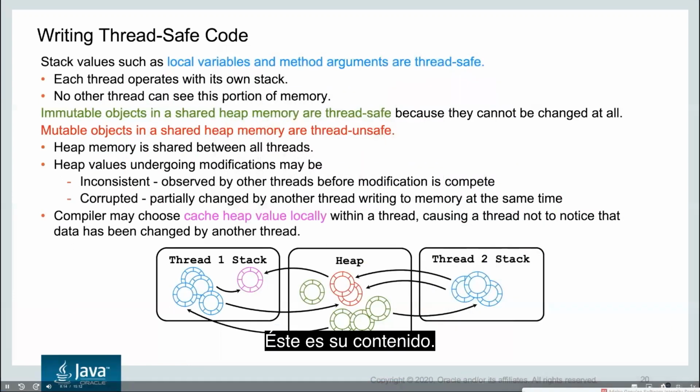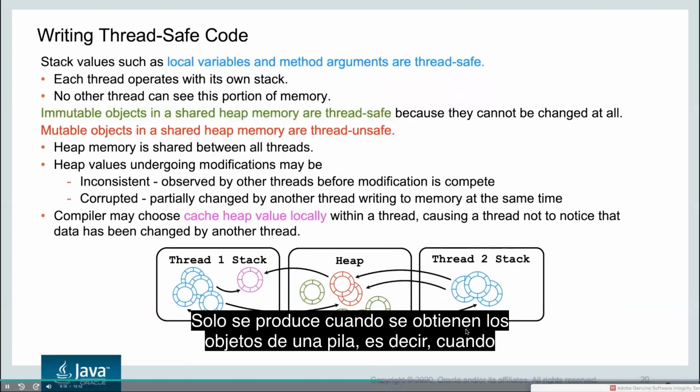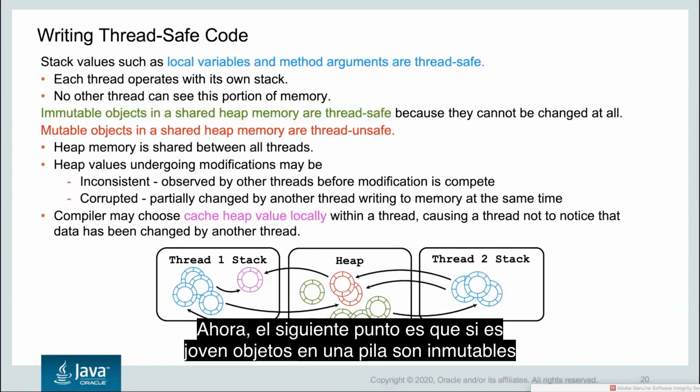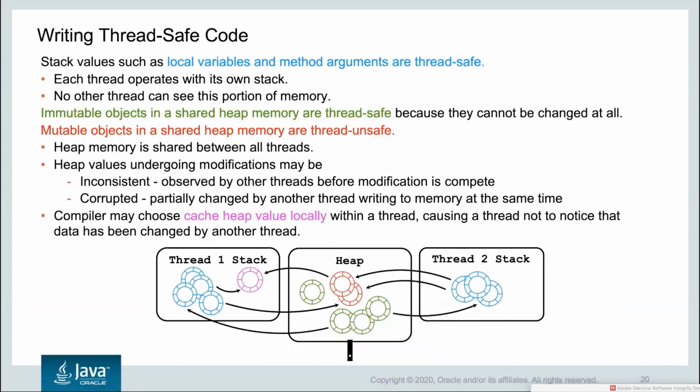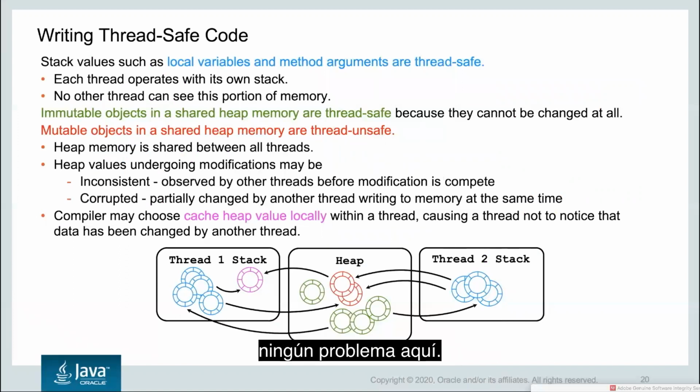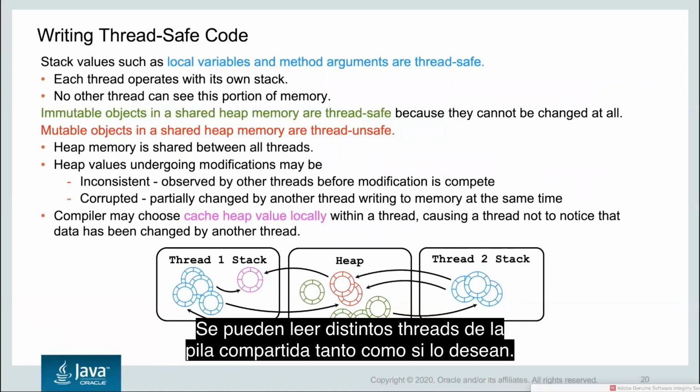Whatever you do in your stack, no other thread can possibly see. Yeah, this is your stuff. It's only when you get to the objects in a heap, that's when you have to consider what other threads can see and what other threads can do. Now, the next point is that if your objects in a heap are immutable, if you just read from them and you don't write to them, then again, there is no issue here. Different threads can read from shared heap as much as they like.